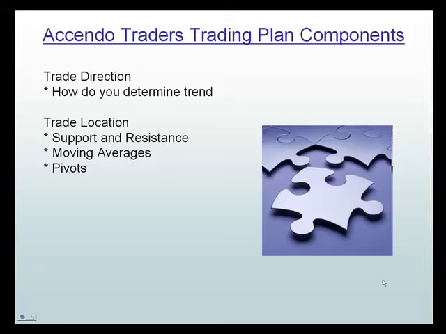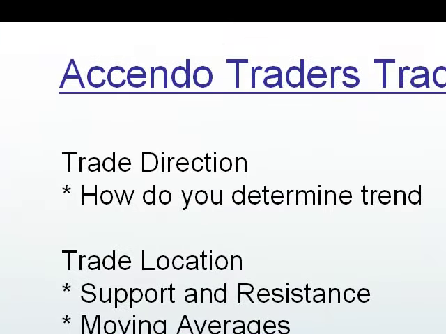Secondly, we have to identify the location. Where are some key price level points that we need to be aware of that will be good places to enter our trade? Support and resistance, moving averages, pivots, all of these things are key price levels when combined with the direction of the market that we can find good places to enter a trade.